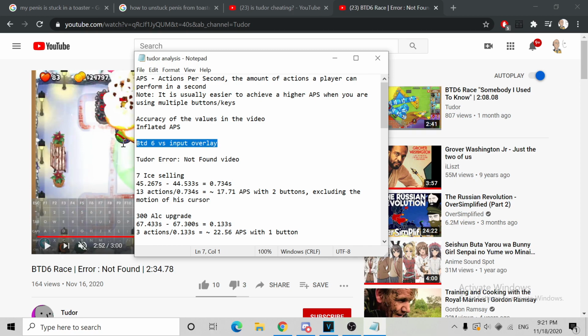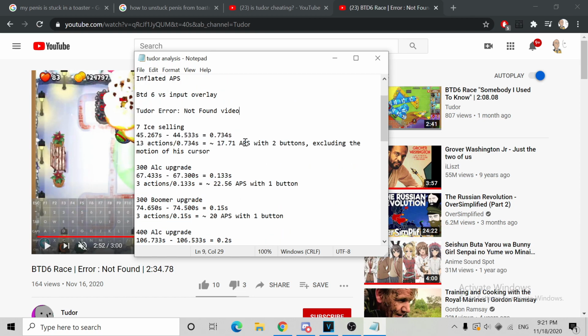And also, if the videos themselves have input overlay, I'm going to be basing my calculations off the input overlay rather than BTD6 itself, because input overlay is a more accurate representation of when the inputs are actually happening compared to BTD6. Sometimes BTD6 can be very laggy and it just doesn't take inputs that well. That's why I'm not using it if I can.